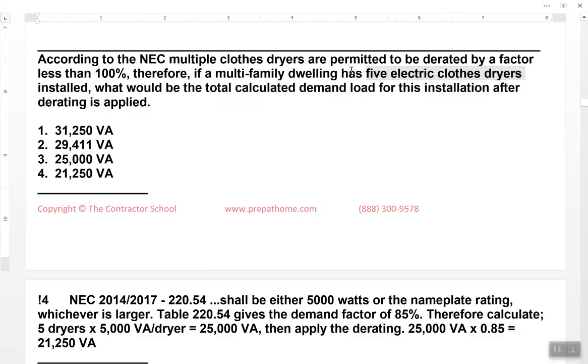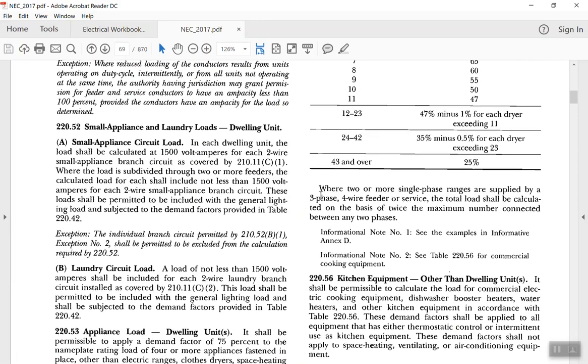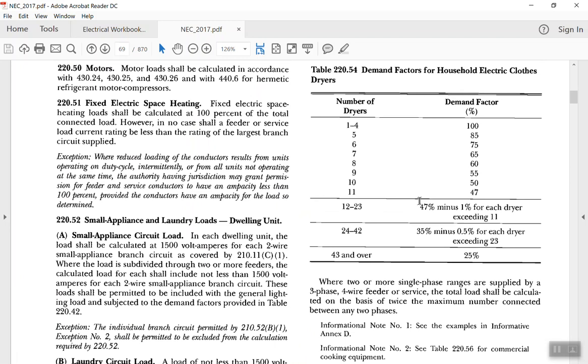So it means that we know that, right? And we see the question is 5 of them, right? This is pretty easy math, right? And the last piece of the puzzle would be the demand factor or the derating percentage multiplier for 5 dryers. Well, isn't it right there? I mean, that's pretty easy, right? That's pretty easy, right?